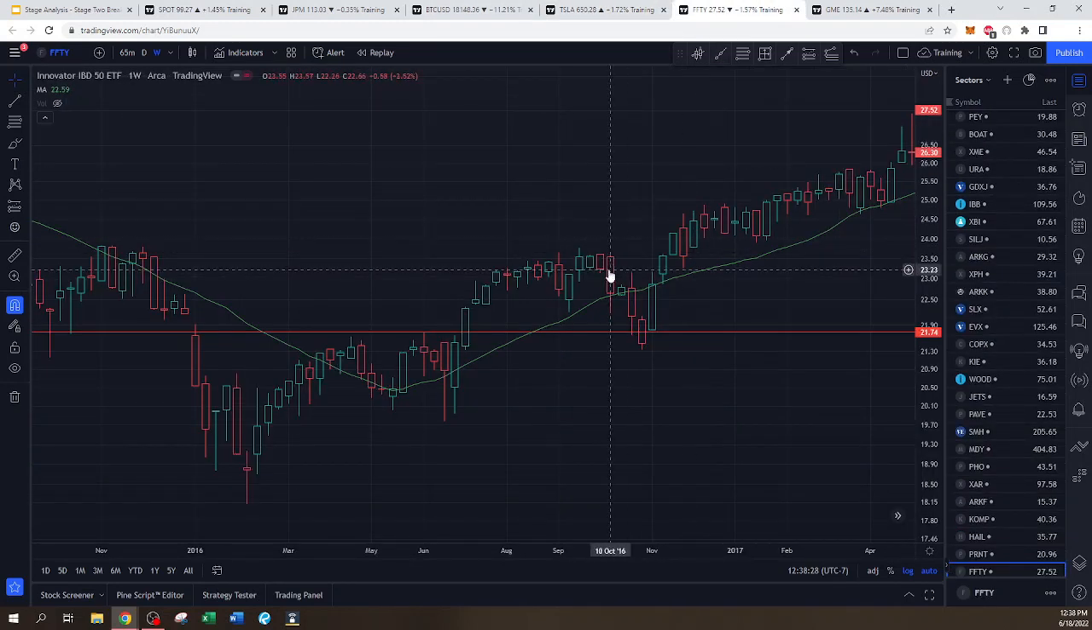Here's a chart of the Investor Business Daily's Innovator 50. This is the FFTY. Your stage 1 forms here, between the time of January 16 till July of 16. And then this is a good example of a throwback to that stage 1 resistance. It held as support, which is bullish. The whole time the moving average slope is still positive. So we ride this stage 2 breakout the whole time.